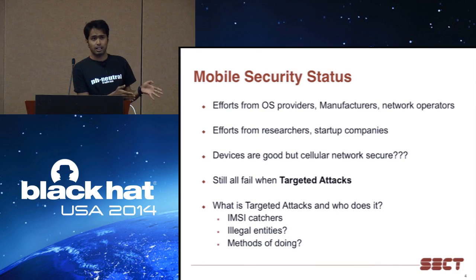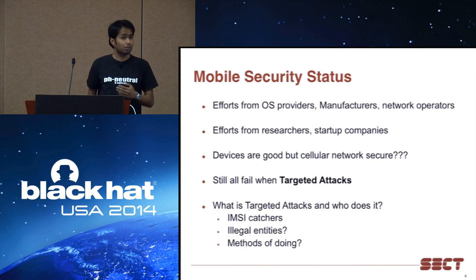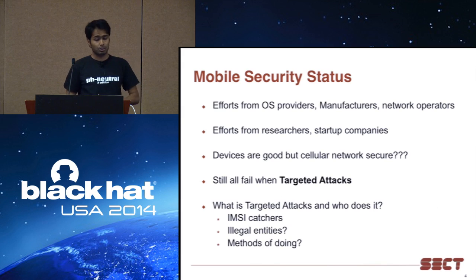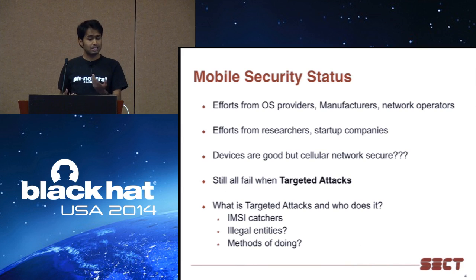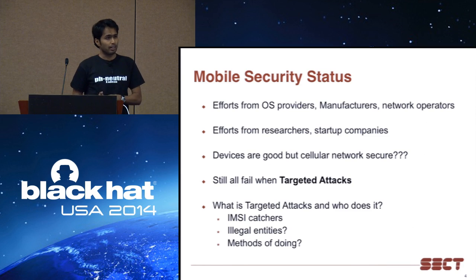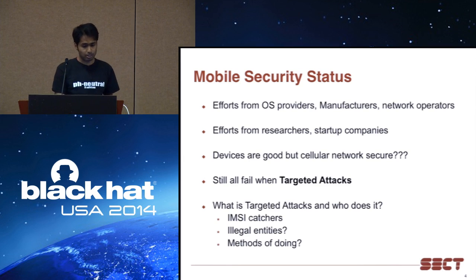How do they really do those attacks? They are allowed to if they have a court warrant. If they have a court warrant, they can go to the operator and ask, hey, give me all the data, and then they can legally see all the data traffic. But without a court warrant, they have to do some targeted attacks, and the only way is an IMSI catcher. Either they are allowed to do it or they are not, so this is illegal or legal. I am not going to discuss that point or the methods of doing that. So these are some of the interesting questions about mobile security. What happens in targeted attacks?